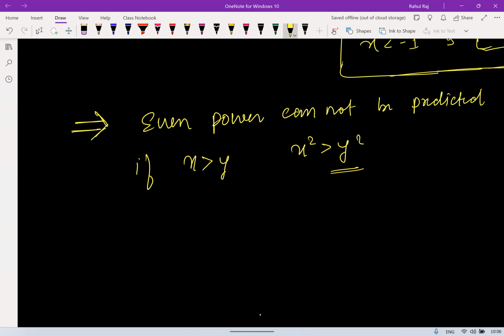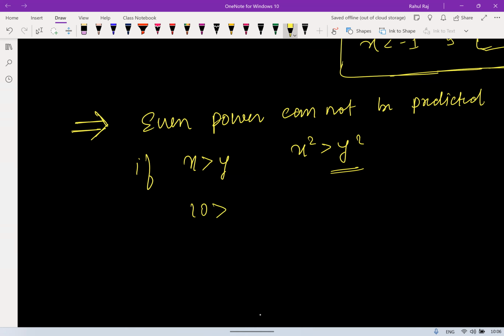If it's a square, yeah, because even if it's a negative, then at least in this case. Even though you're saying even power cannot be predicted, if x is greater than y, then x square should be greater than y square, no? No, Alexa, but think about it. Give any values to x and y. Yeah, I'll give. I'll show it to you. Oh my God, you're so confident, man.